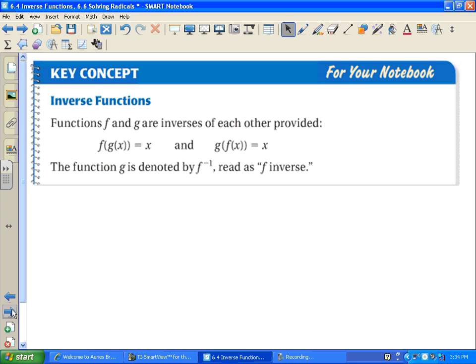Let's see. This says inverse functions. Functions f and g are inverses of each other provided that f of g of x equals x and g of f of x equals x.